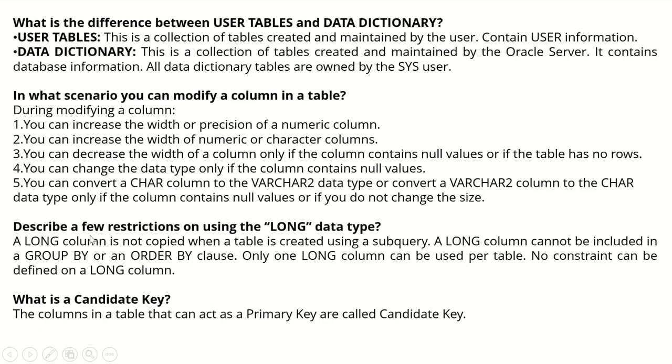So next question is, describe a few restrictions on using the long data type. A long column is not copied when a table is created using a subquery. A long column cannot be included in a group by or order by clause. Only one long column can be used per table. No constraint can be defined on a long column. So next question, what is a candidate key? The columns in a table that can act as a primary key are called candidate keys.